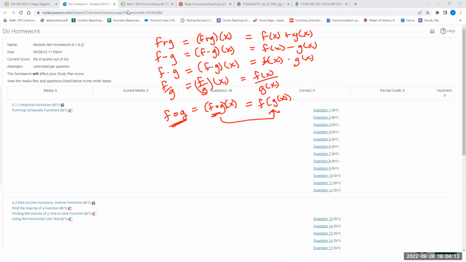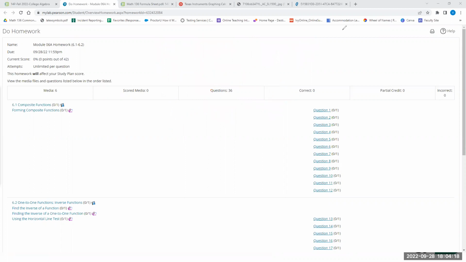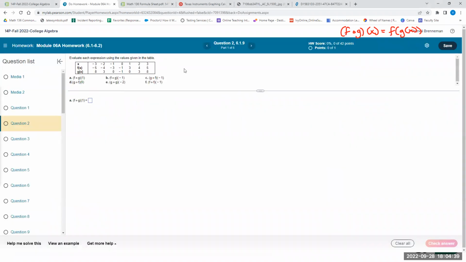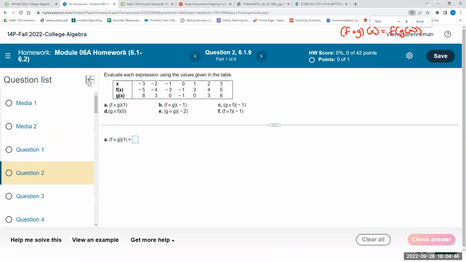And I'm going to look at some questions, and I'm just going to write this up here. So f circle g of x, always the thing to do with that is that's f of g of x. All right, so I'm going to start with homework problem number 2. So this is evaluating from a table, doing the composition. So I'll just take these one at a time, and let me get zoomed in here so this shows up a little bit better.